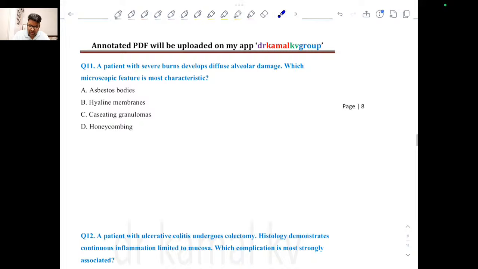Chalo, moving forward. Now, this is a question, and I think here the answer can be taken by the principle of exclusion, which is at times needed in the examination hall. A patient with severe burns develops alveolar damage. Now, what microscopic feature is most characteristic? What will you see? So, a case of severe burns, now he is having alveolar damage. Now, what do you think? What can be seen?